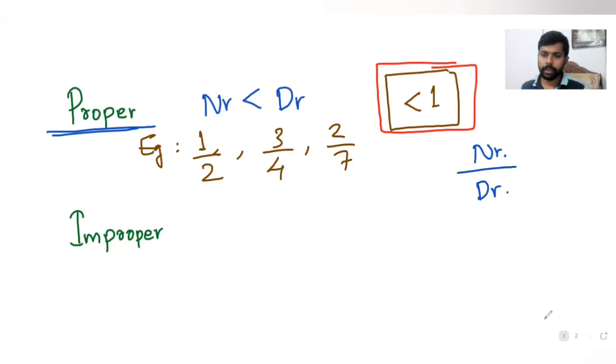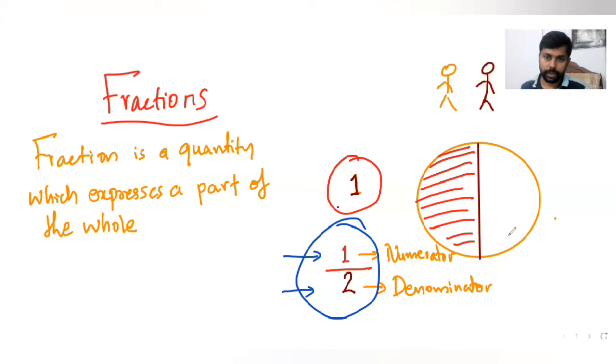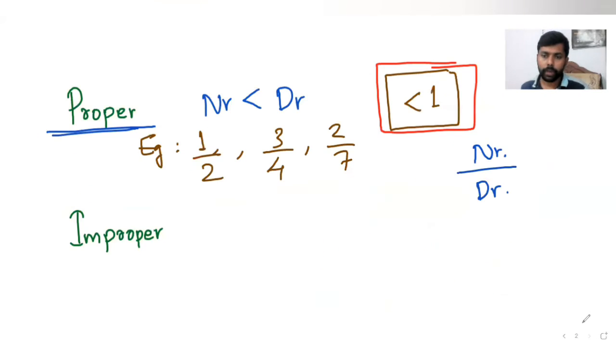That means in all cases we are getting only a part of one full cake. That means its value is less than 1. Here 1/2 is a value less than 1. Like that, all proper fractions have value less than 1, as 1/2's value is less than 1. I hope this is very clear.